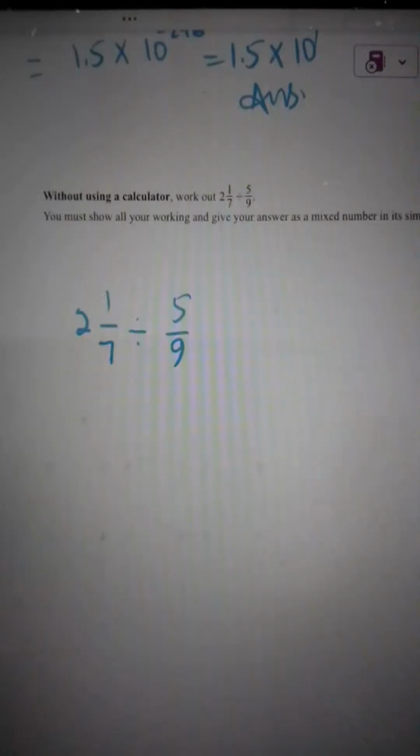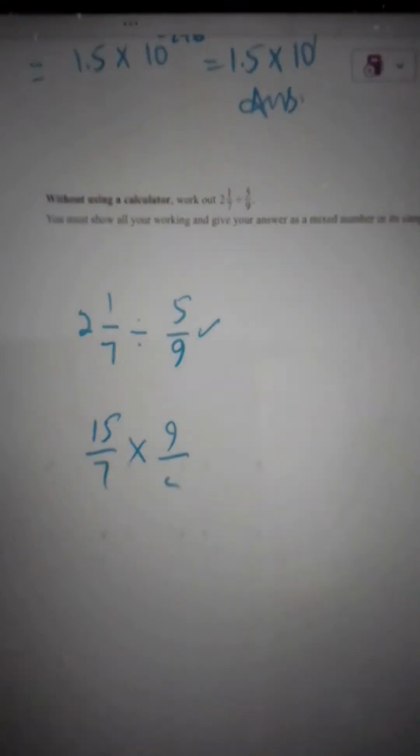7 2s are 14 plus 1, 15 by 7. If we convert the mixed fraction into an improper fraction, 2 whole 1 by 7 converts into 15 by 7 divided by 5 by 9. Another thing we could have done is replace this divide by multiply, and then this fraction will get inverted. 5 by 9 becomes 9 by 5.